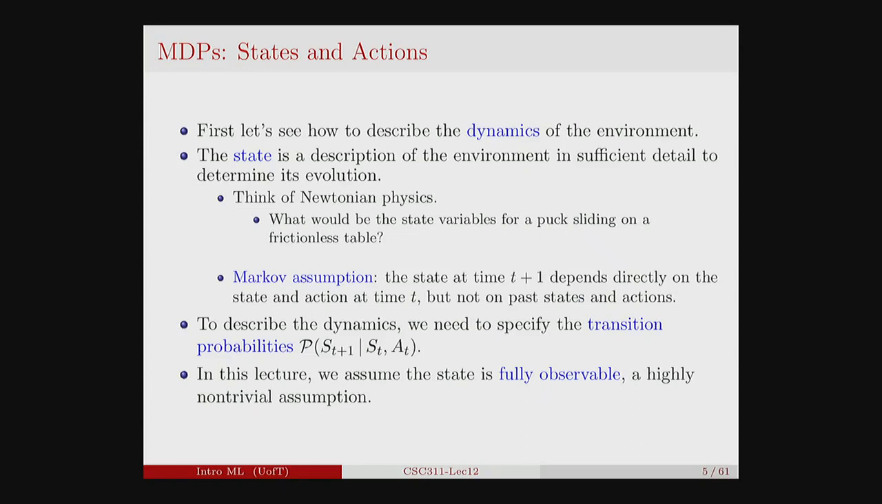And so the next assumption we make in modeling the dynamics is what's called the Markov assumption. So Markov assumption is very simple. It says that the state at time t plus 1 depends only on the state and action at time t and not on the previous states and actions that could have been taken, which is to say that the state represents a sufficient summary of the information content that an agent would need to use in order to decide how to act.